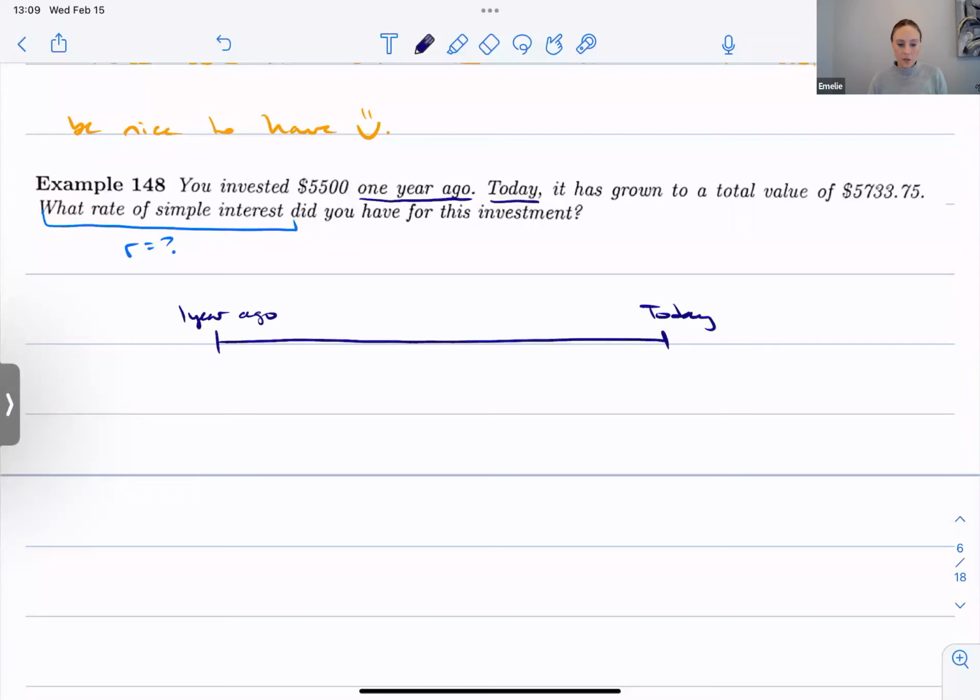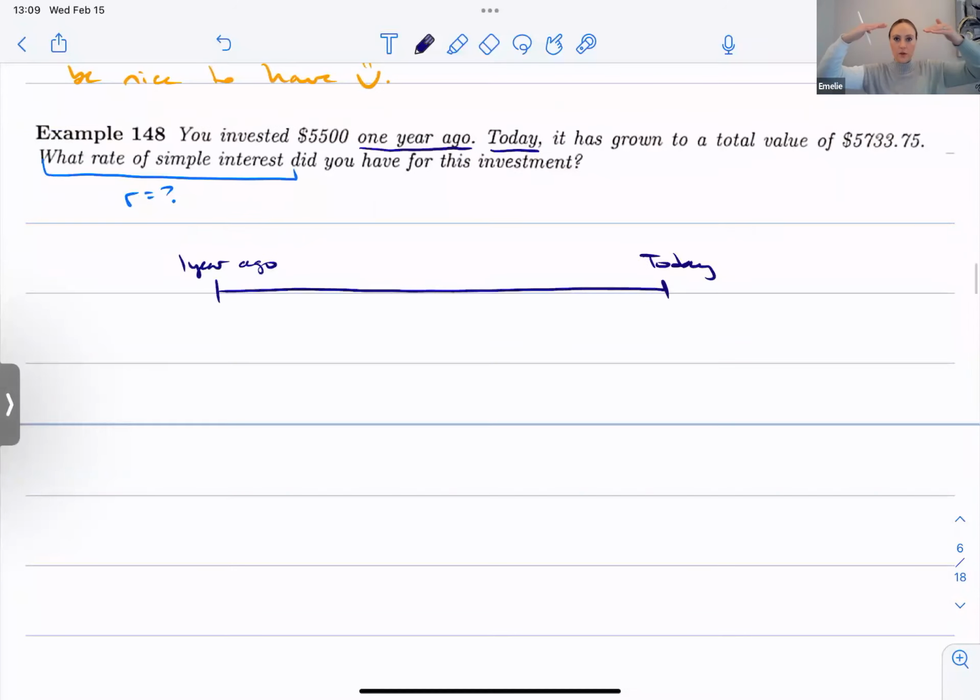In terms of the dollar amounts, the dates go up top and then below the ticks, we put the dollar amounts. In this case, we have dollar amounts under both of them, and that's totally fine because we're solving for R. So you invested $5,500, which grew. So now I'm moving that money.